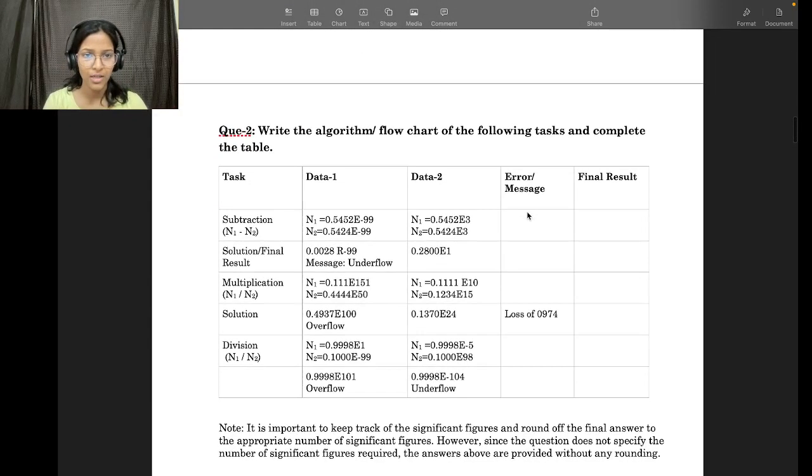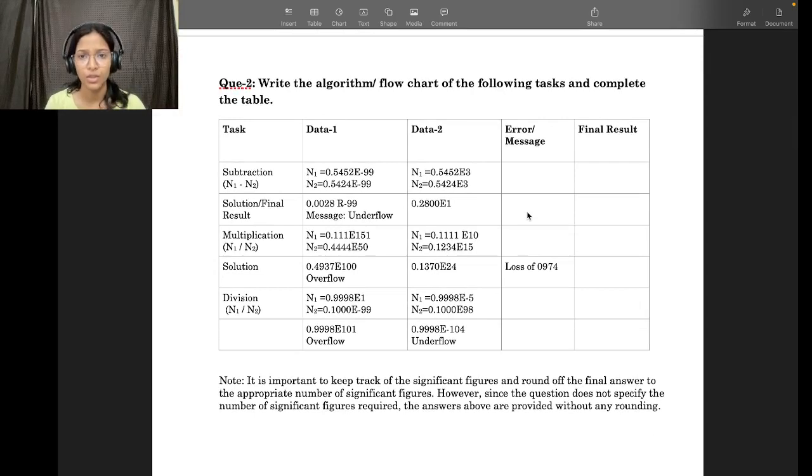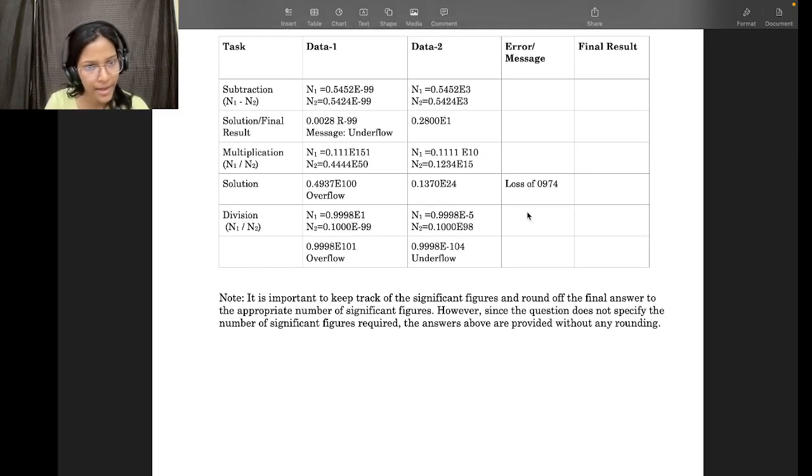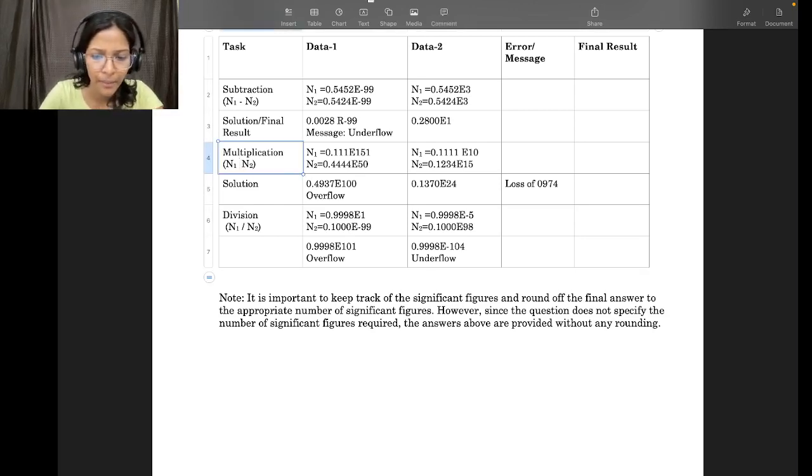Moving forward to the second question, that is, write the algorithm and flow chart of the following task and complete the table. Now task 1 is to subtract the value n1 from the value n2. Data 1 is given and data 2 is also given, so we have to write the error message as well as the final result. In the task section we have to do subtraction as well as multiplication and division also. Here it is n1 with a divide sign, so it will be multiplication.